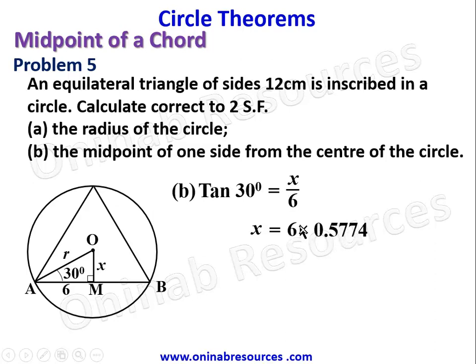0.5774. So multiplying this out, we have X equal to 3.464 centimeters, and to 2 significant figures, this is the first significant figure. The third one is 6. Since it is more than half of 10, we round it up and make this 5. So our final answer will be 3.5 centimeters to 2 significant figures.